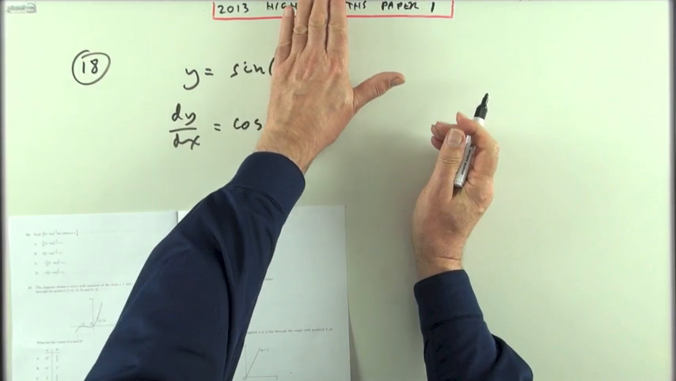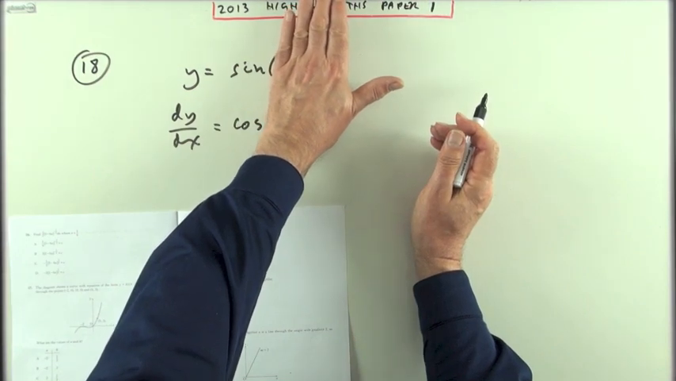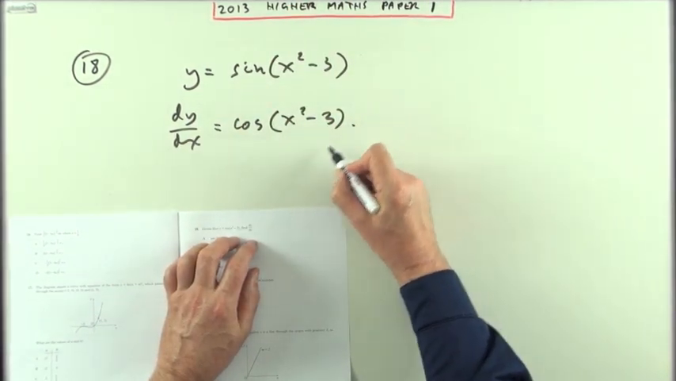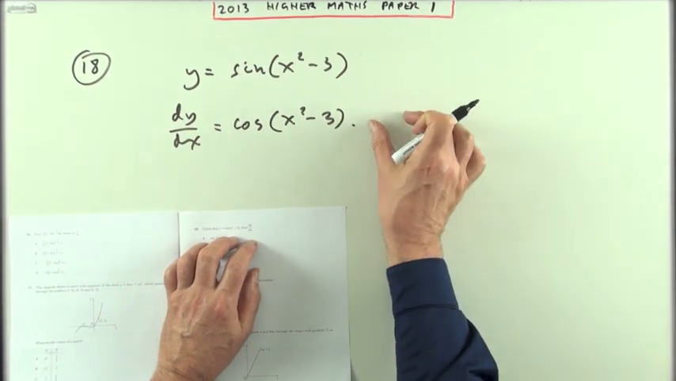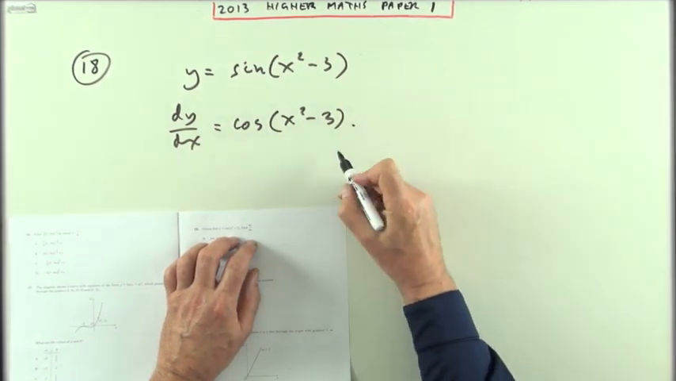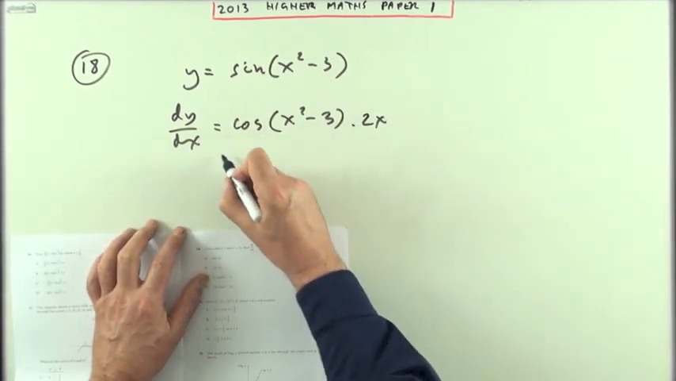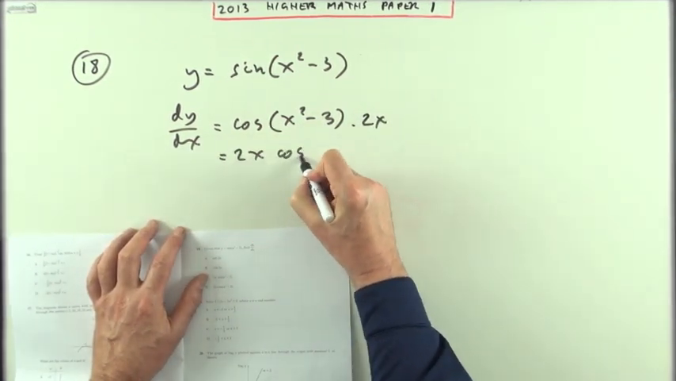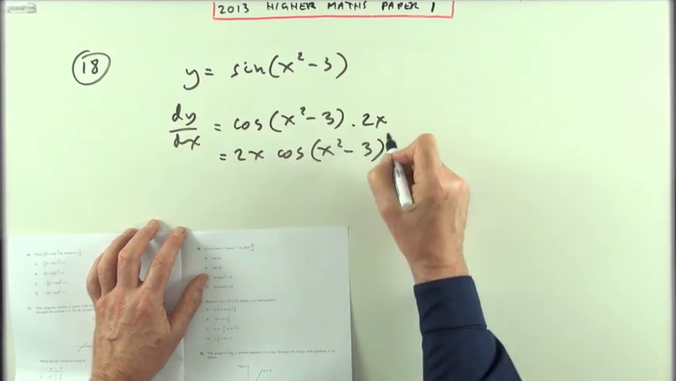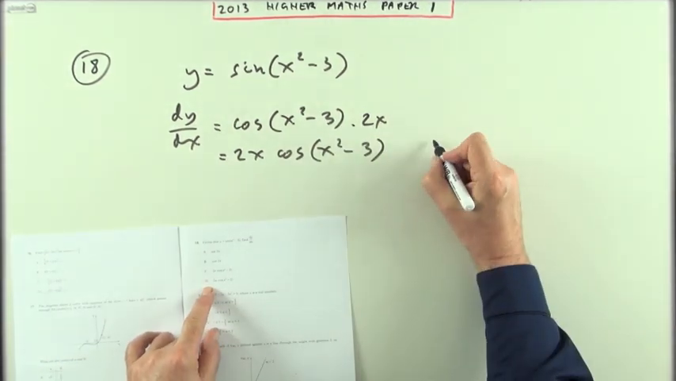And if the thing itself that it's acting on isn't just x, then you would then multiply by the derivative of the inside, which then provides this next link in the chain, as they would say. Now the derivative of that would be 2x, and 0 would just be 2x. So I've got 2x cos x squared minus 3, which is D.